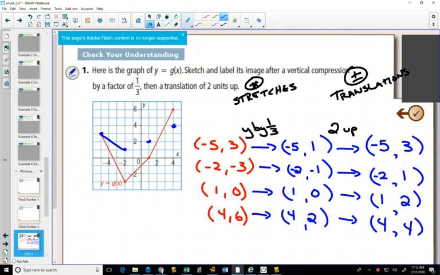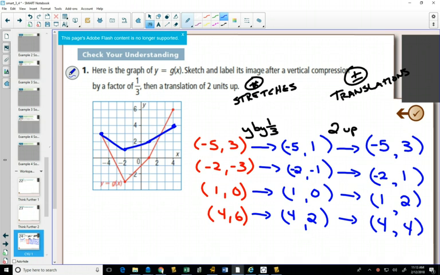Join our points together. And ask yourself, does this look like it's been vertically compressed, squished towards the x-axis first, and then translated 2 up? Does it seem reasonable? Because that's the last sort of check that you can do when you've got your points. Does that seem to be what happened? In this case, I would say yes. That's what looks like has happened.